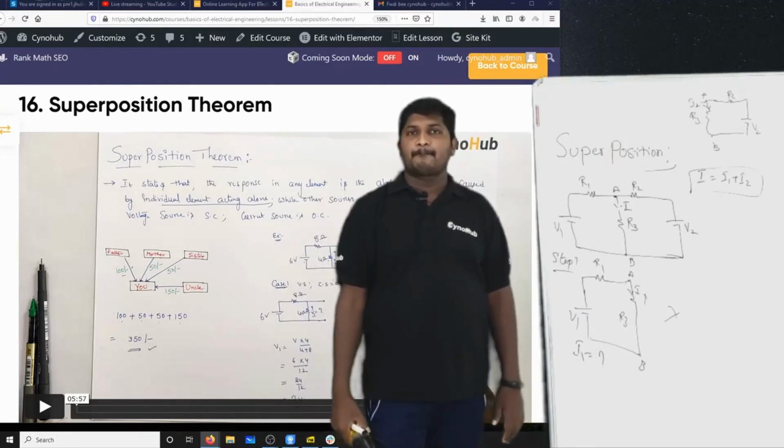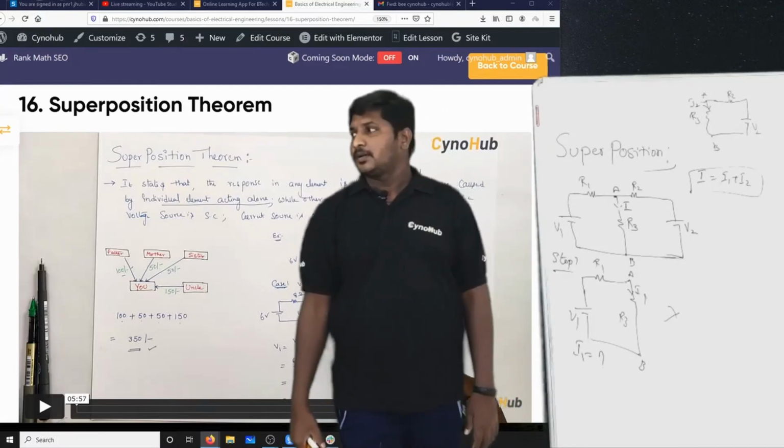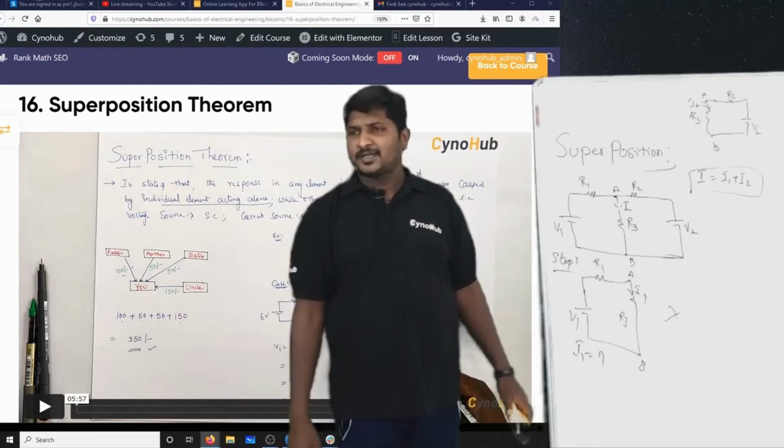Similar to the example that you took about the father and mother, can we explain the Thevenin circuit in the same way? They are asking.